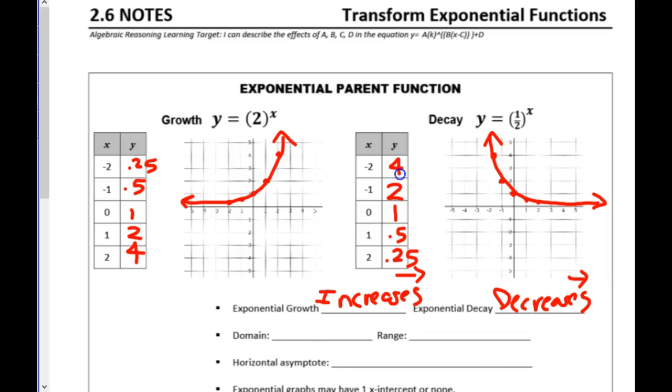So you always look from left to right like you're reading. Is it going up or is it going down? So obviously that 1/2 to the power of x is decreasing as it goes to the right. Okay.